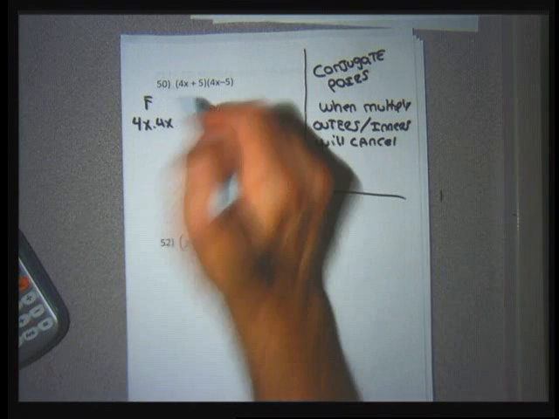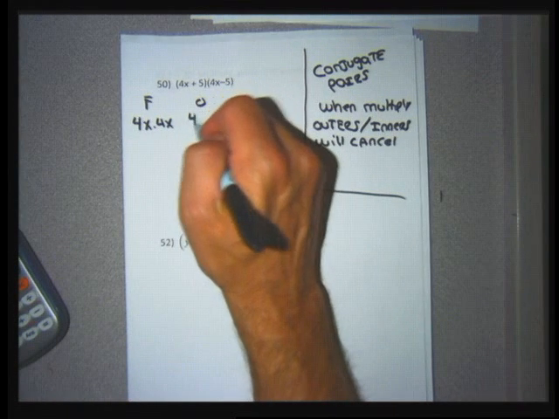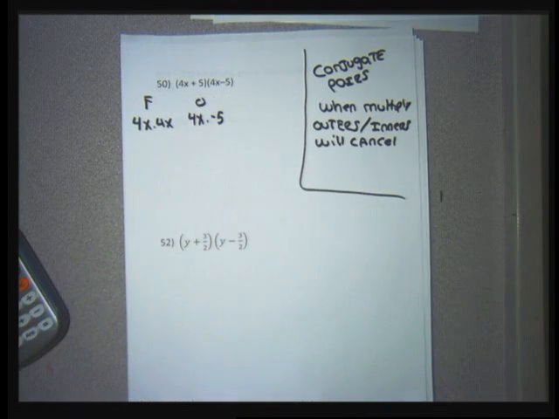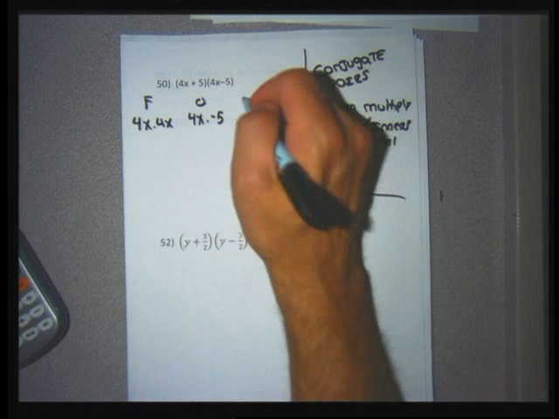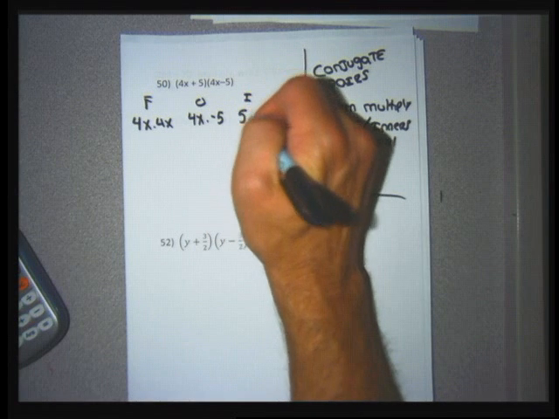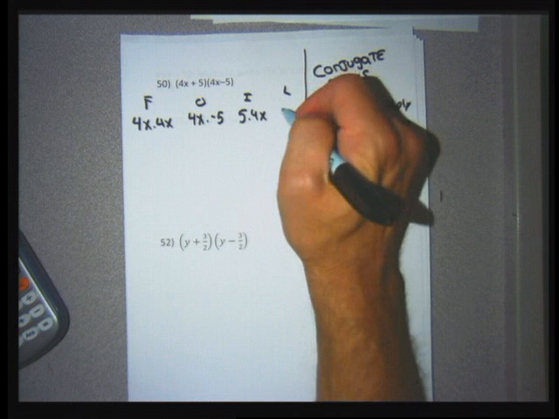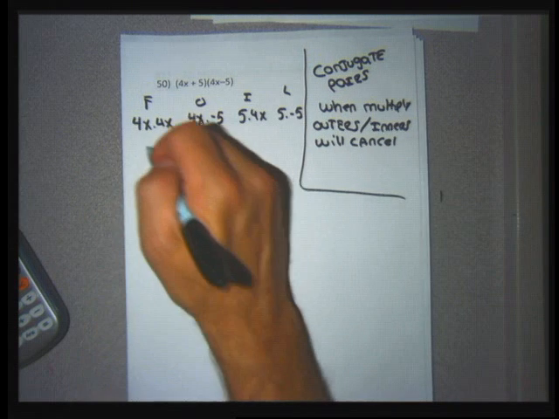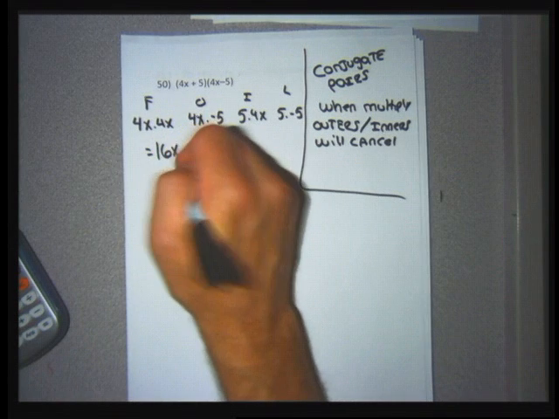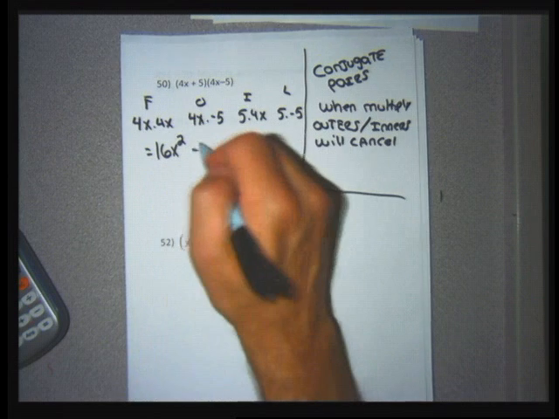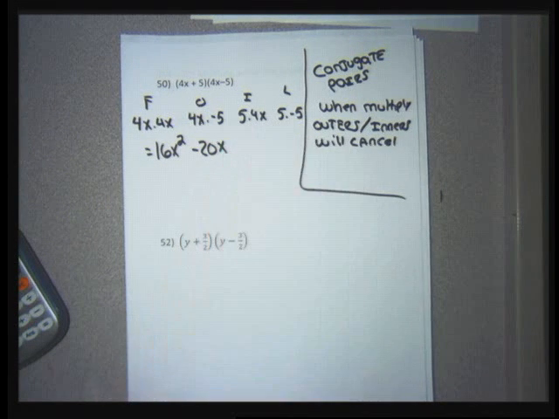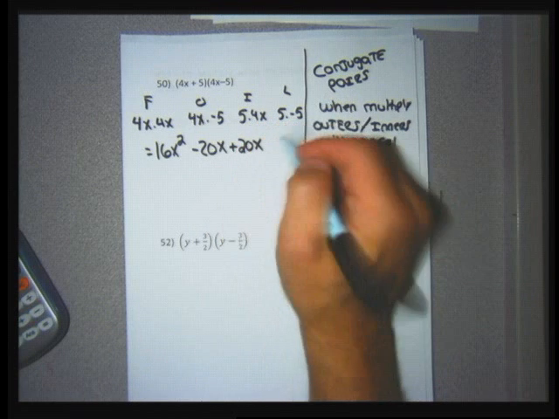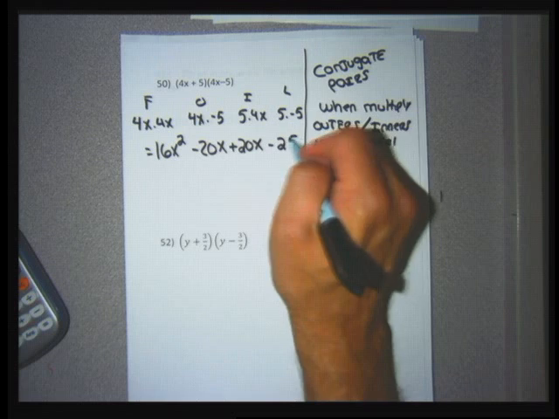But I can just FOIL this regularly and not even realize that these are special problems and still get the right answer. So first, 4x times 4x; outers, 4x times negative 5; inners, 5 times 4x; lasts, 5 times minus 5. First, 4x times 4x is 16x squared. Outers, 4x times negative 5 is a negative 20x. Inners, 5 times 4x is a positive 20x. Lasts, 5 times negative 5 is a minus 25.